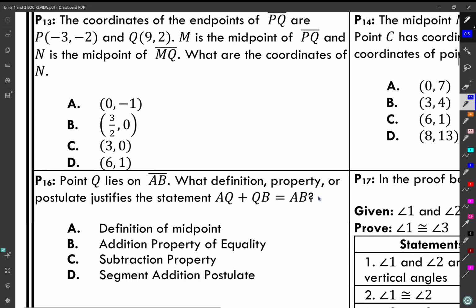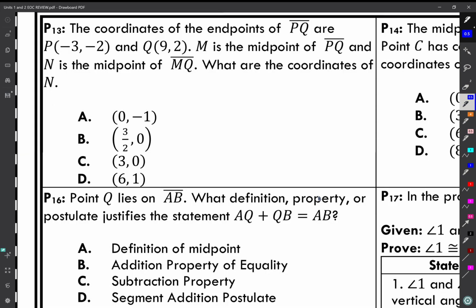The coordinates of the endpoints of PQ are given, P and Q right there. M is the midpoint of PQ, and then N is the midpoint of MQ. What are the coordinates of N? So let's draw out this segment. It's probably not going to be a horizontal line, so let's draw it out like this. I do this to signify that it is probably going to be a slanted line in the coordinate plane if you drew it out.